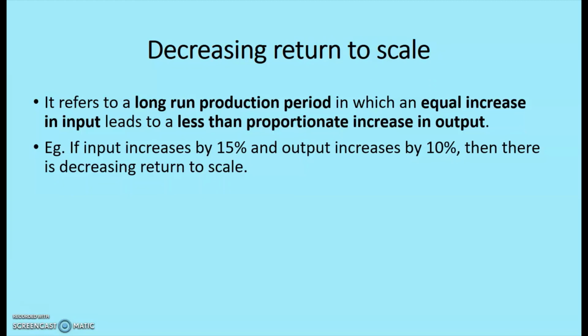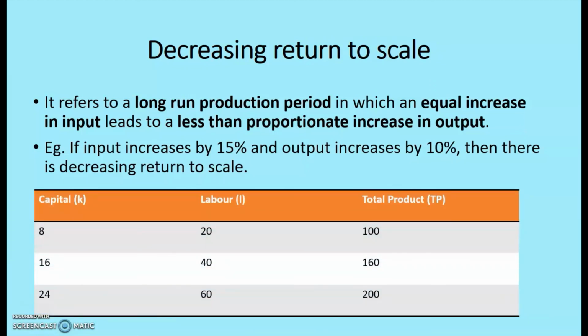Decreasing return to scale. So let's look at the table. With the table, capital is 8, labor 20, total product at 100. Then when capital further increases from 8 to 16 with labor from 20 to 40, the output will increase from 100 to 160. Then when capital further increases again from 16 to 24, labor from 40 to 60, the total output will increase from 160 to 200.